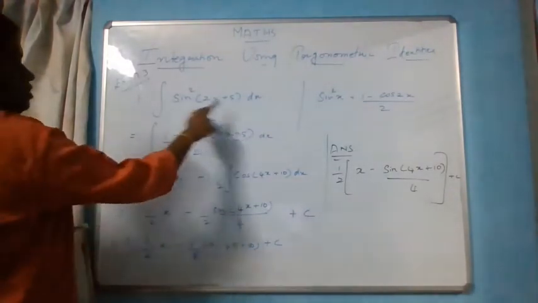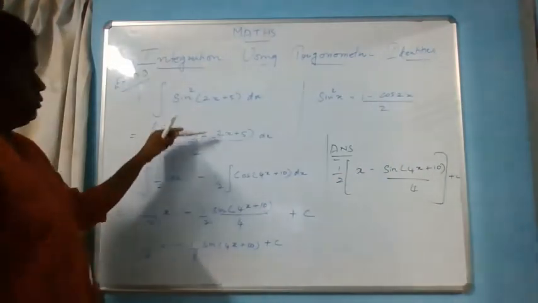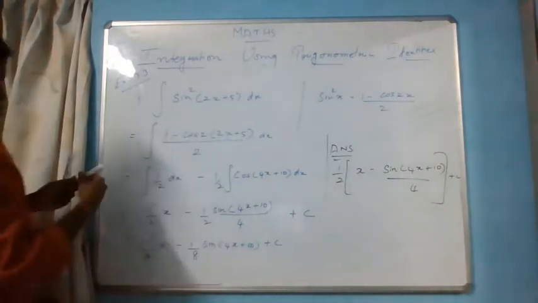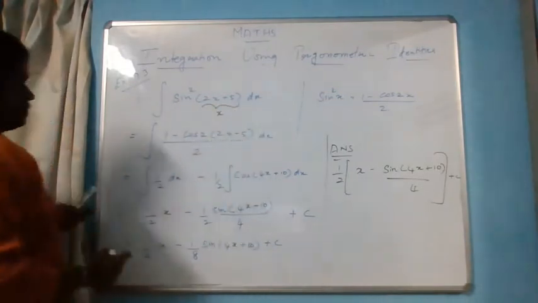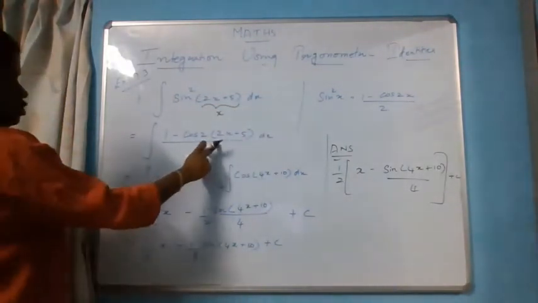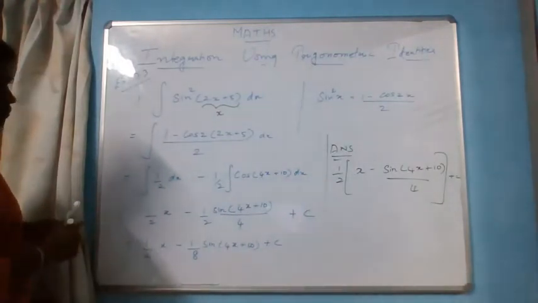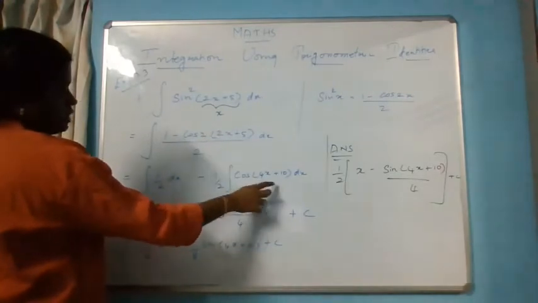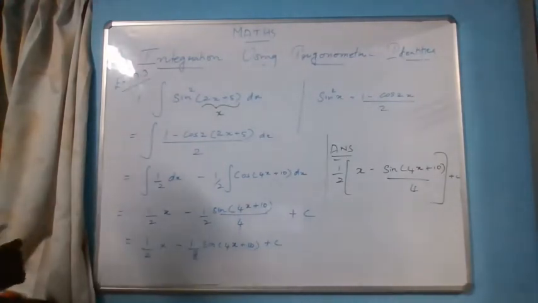The first identity which we know, sin squared x can be written as 1 minus cos 2x by 2. So I am able to replace this, 1 minus cos 2, and in this case we have to consider this as x. Sin squared x, so cos 2 into 2x plus 5, which means we are multiplying. So cos 2 into 2x, so multiply inside: 4x plus 10. Okay, so this is how you simplify using trigonometric identities.